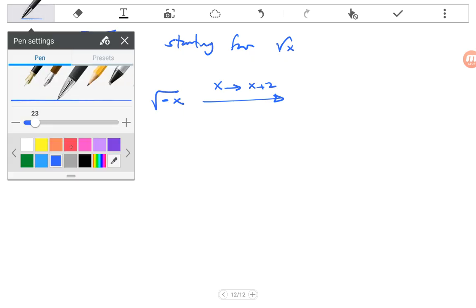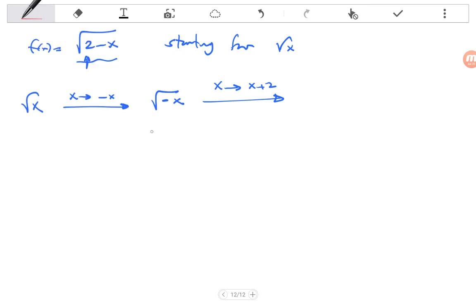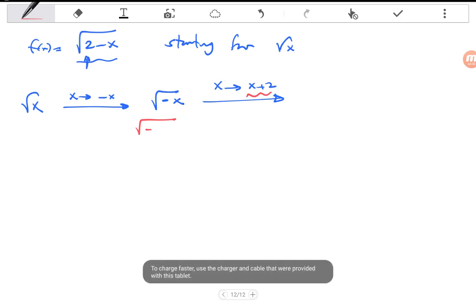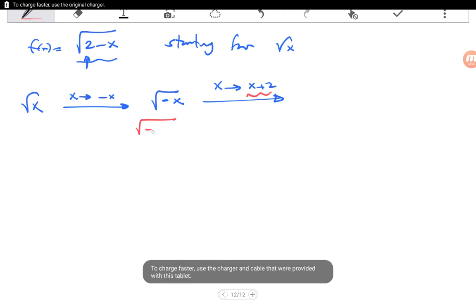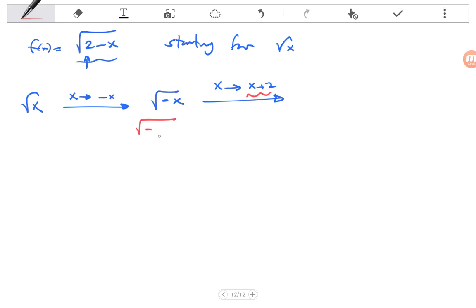Let's do it in detail. If I have this root negative x, if I try x plus 2, replacing every x with x plus 2, what would be the result? The result would be minus x plus 2, like this?